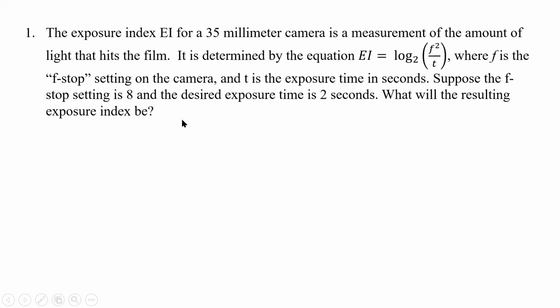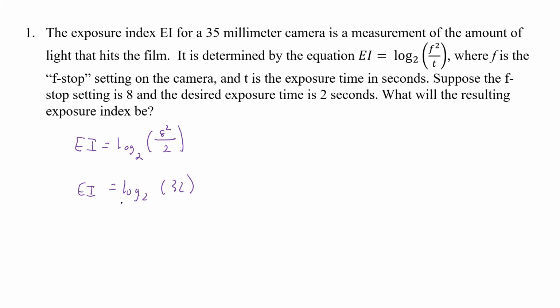Okay, well, all we have to do is plug in things. So we want the exposure index, and it's log base 2 of, well, they said f is 8, so that's going to be 8 squared over, and time was 2 seconds. Okay. So now 8 squared, that's going to be 64, divided by 2 is 32. So log base 2 of 32. All right, and that's still equal to our EI.